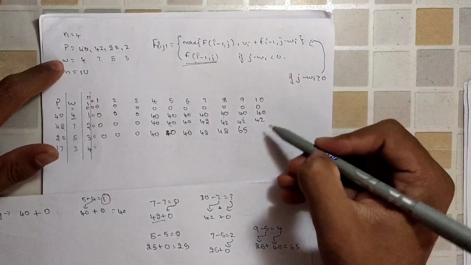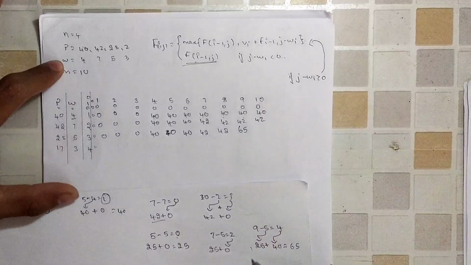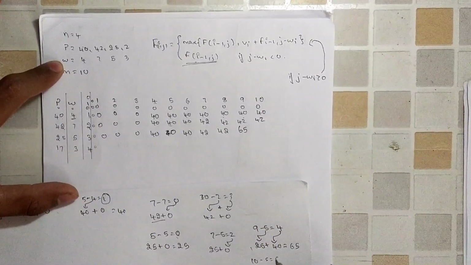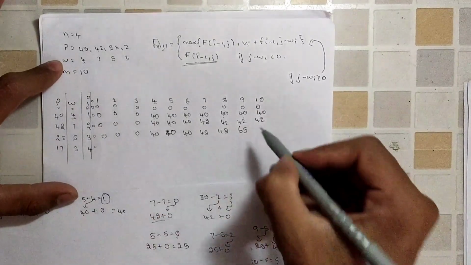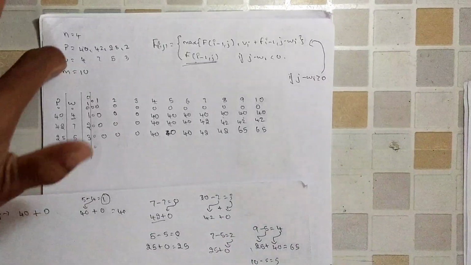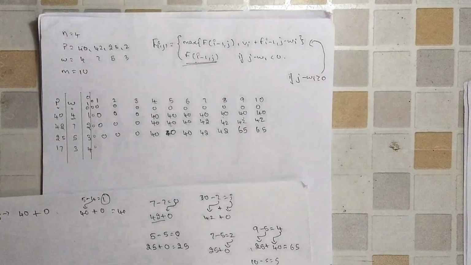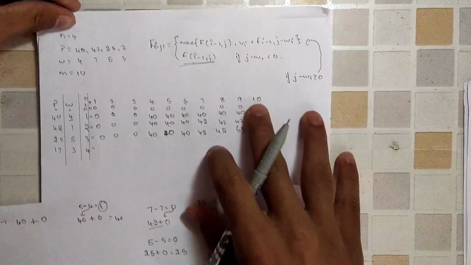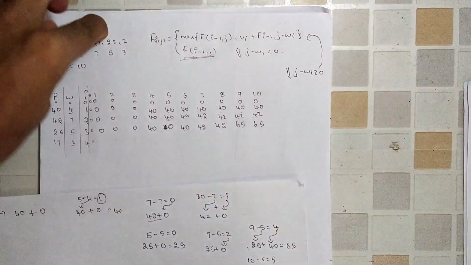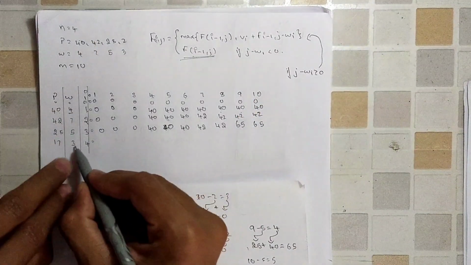Okay, it's simple. And same goes here. 10 minus 5 equals 5. Since at 5 also it is 40 itself, so here also it will be 65. It will only increase. Okay, it won't decrease. The profit won't decrease. Suppose after applying the formula you are getting a lesser profit, it won't change. Now we have weight as 3.